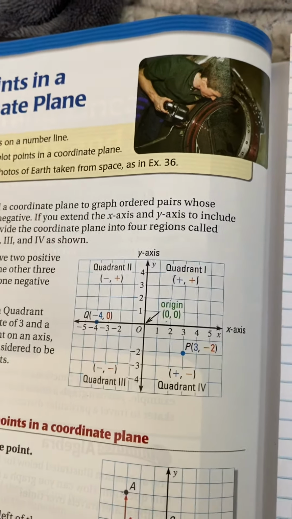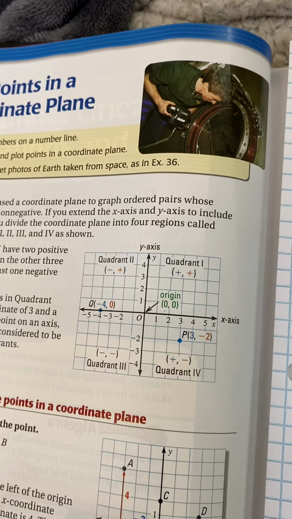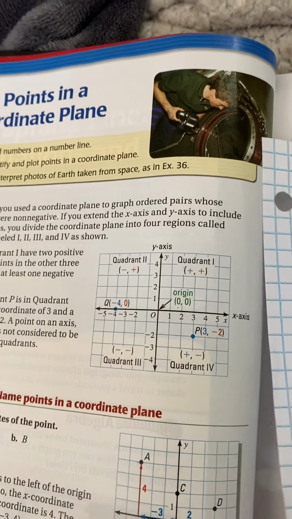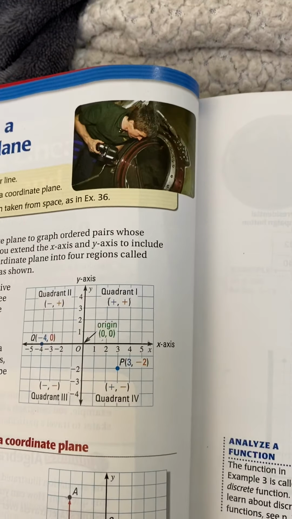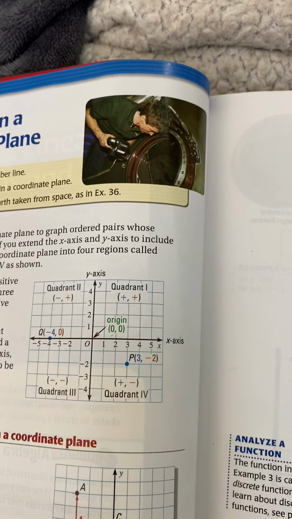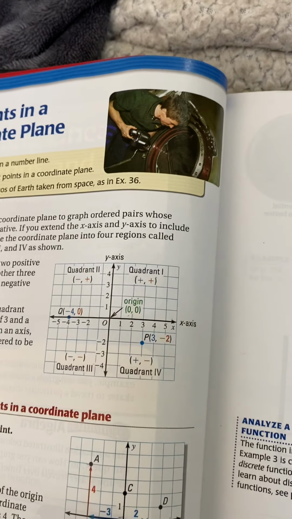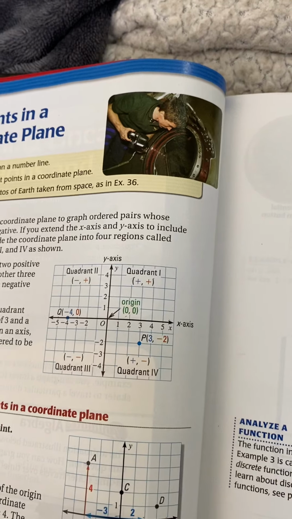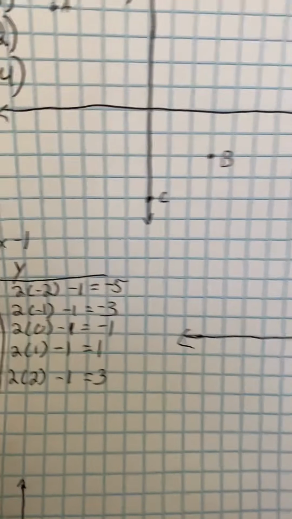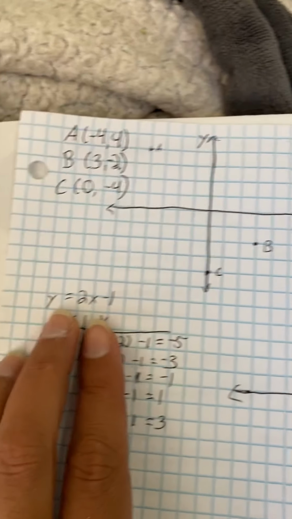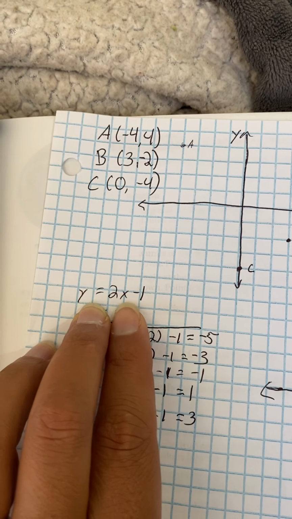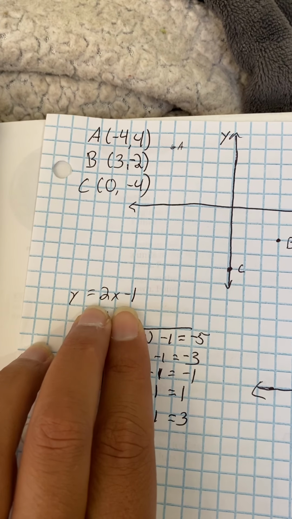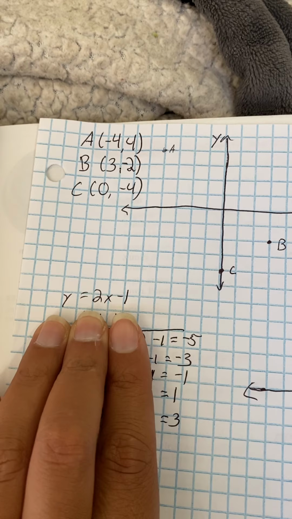Okay, our next question is going to basically give us a function, and then it's going to ask if we can graph that function on graph paper. So my function is y equals 2x minus 1. So how do we graph that on paper?